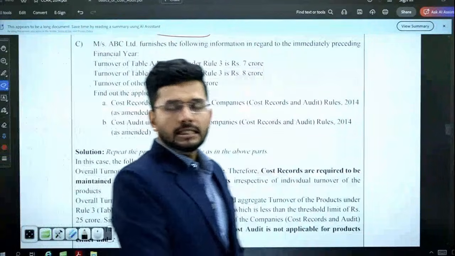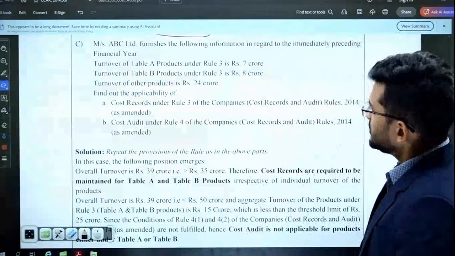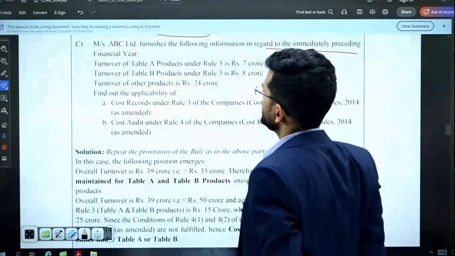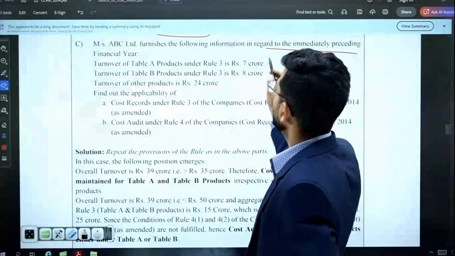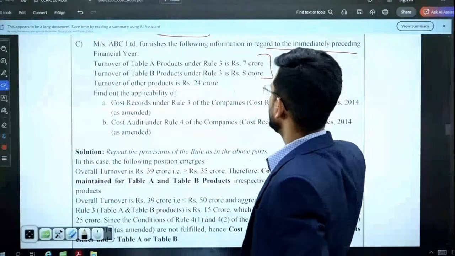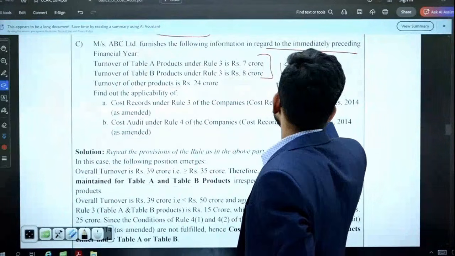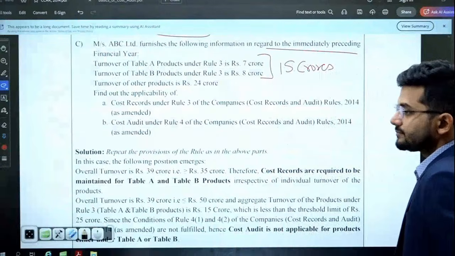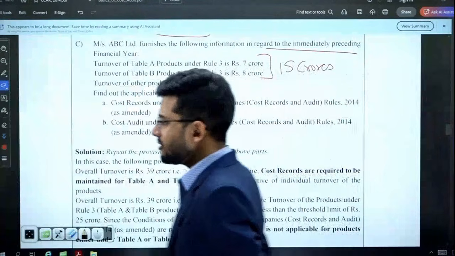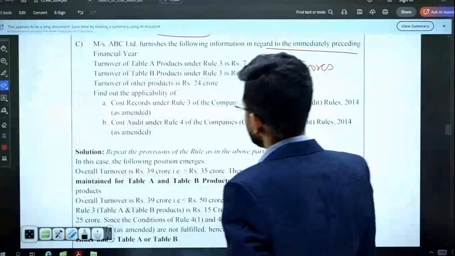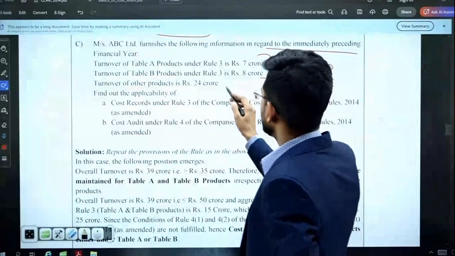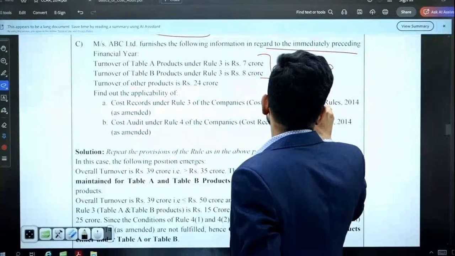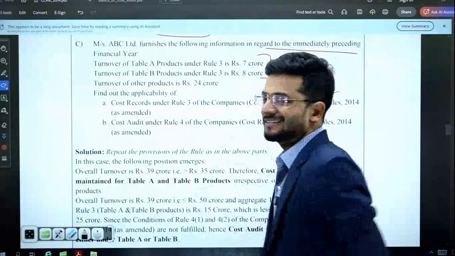Let's come on to part C of the case studies. Messrs. ABC Limited furnishes the following information in regard to the immediately preceding financial year. Turnover of Table A 7 crores, Table B 8 crores. Total turnover of Table A and B is 15 crores. Turnover of other products 24 crores. The total is 39 crores for the entire company.